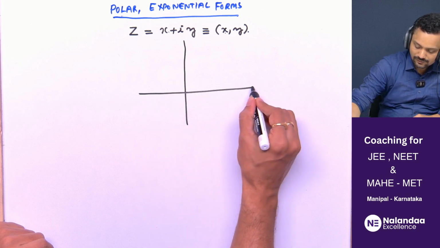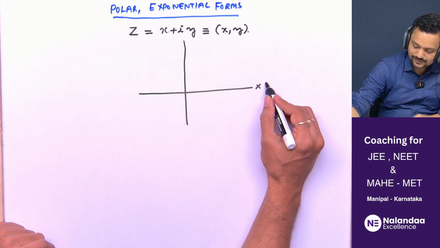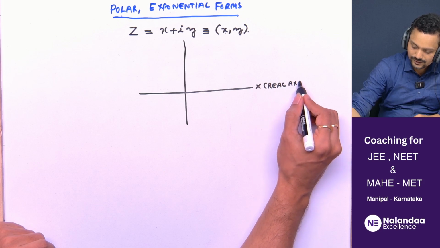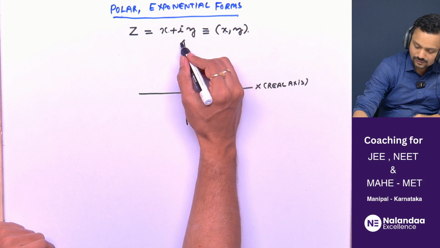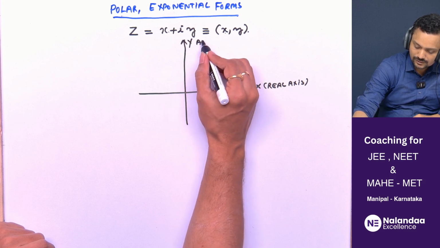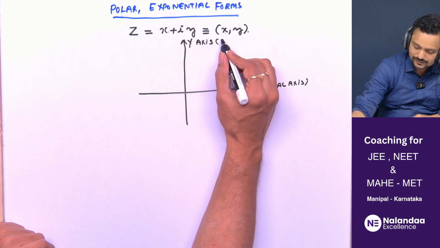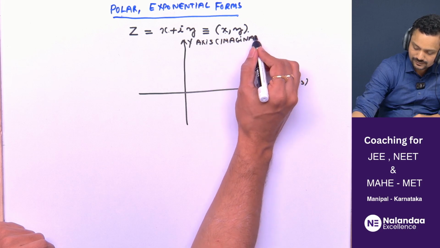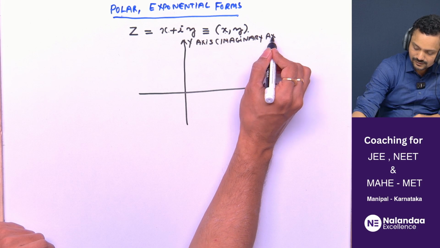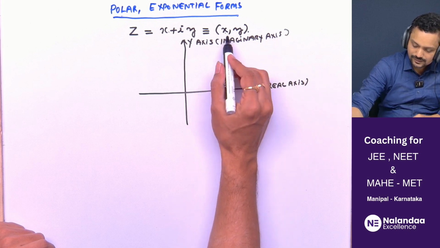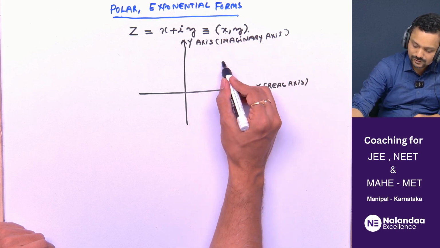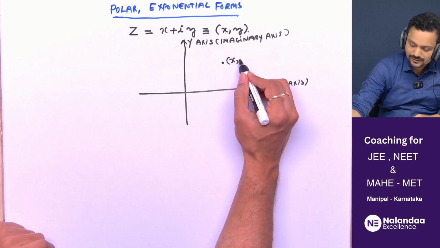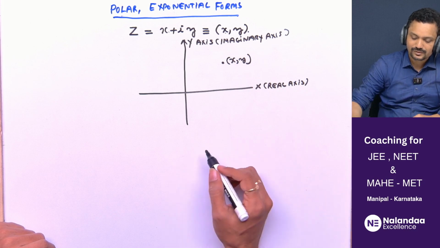I will take this as x axis, which is also called real axis, and this is the y axis, which is also called imaginary axis. So y axis is called imaginary axis. Now if you take this point x comma y, let us assume that this point is in the first quadrant for simplicity. So suppose you take this point x comma y in the first quadrant.